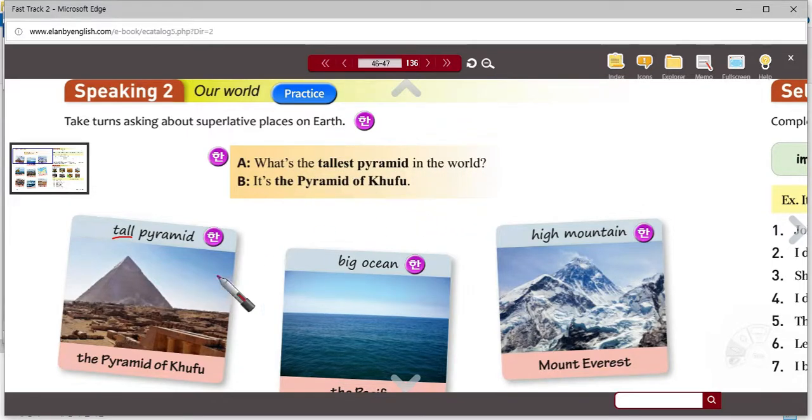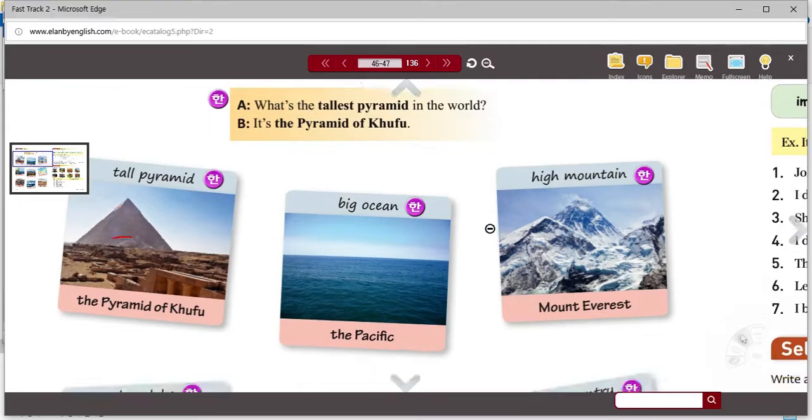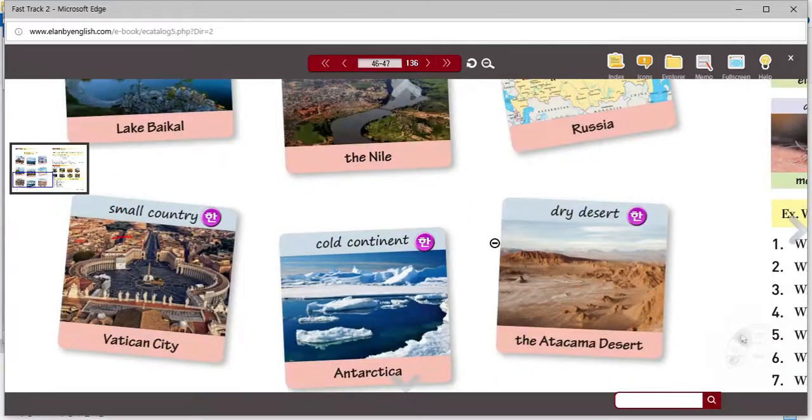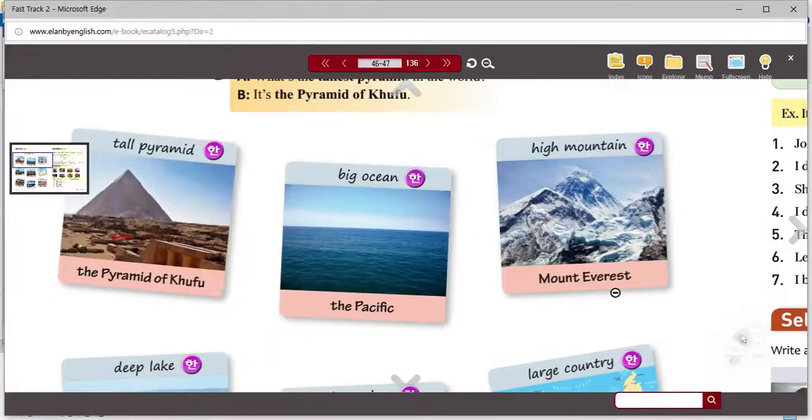Okay, anywhere in the world? The answer? It's the Pyramid of Khufu. That's just outside of Cairo in Egypt. Okay, good. What's the tallest pyramid in the world? You're going to find that out here. You're also going to find out about the biggest ocean and the highest mountain, as well as other physically geographic elements. And that's given at the top, and the answers are given in pink.